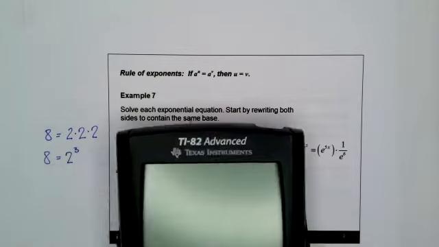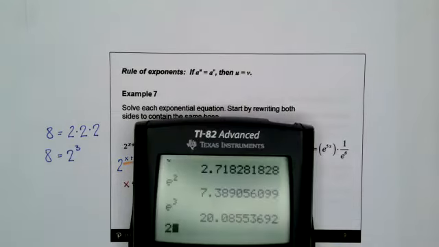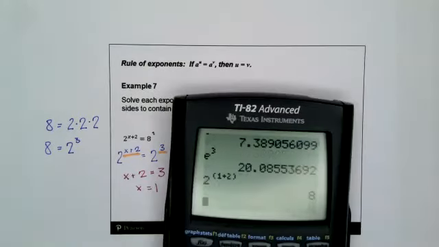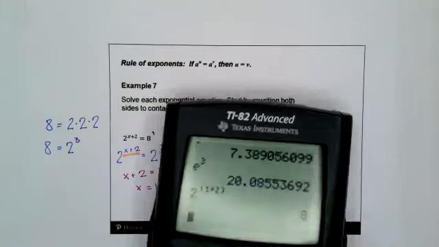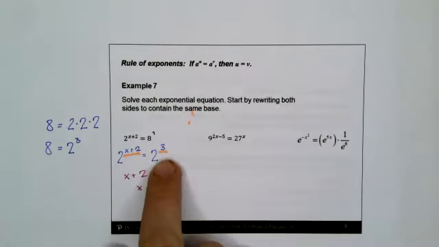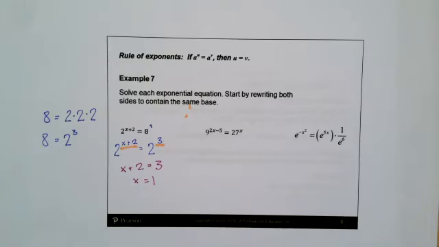I can also check this with a calculator. We don't really need a calculator. 2 to the power of 1 plus 2 is 8. Good. Or you could even say 2 to the power of 1 plus 2 is the same as 2 to the power of 3. Also true.